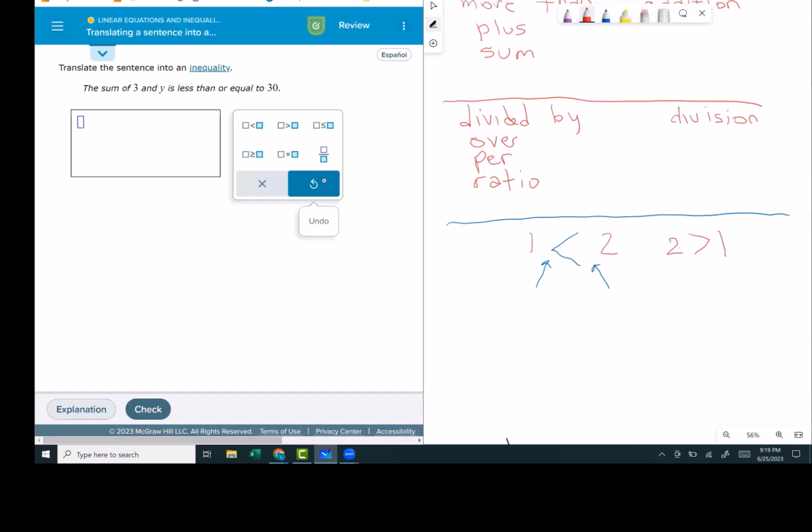And then we have one more symbol. We have less than or equal and greater than or equal. And what's the difference? For example, can I say that 2 is less than 2?